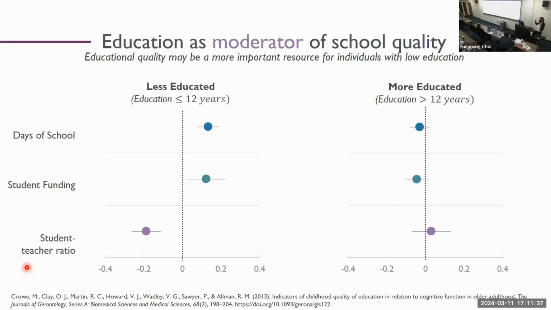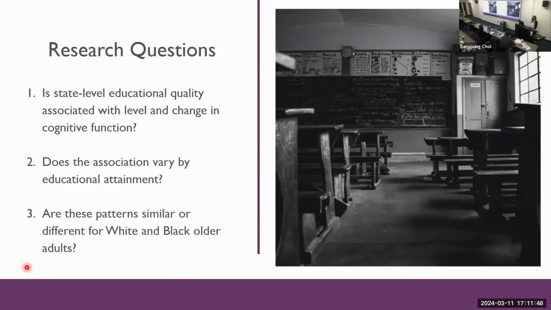Anyway, they basically found that the strongest associations were found among people who completed less than 12 years of schooling. So that led us to our research questions for our study: Is state level educational quality associated with level and change in cognitive function? Does the association vary by educational attainment, and are the patterns similar or different for white and Black older adults, particularly because of where white and Black older adults actually grew up?